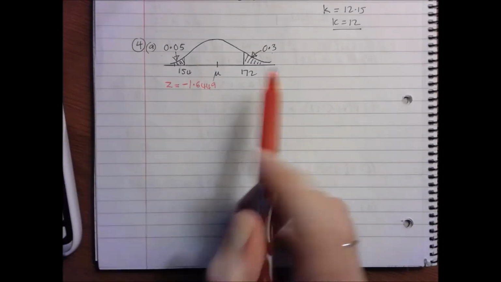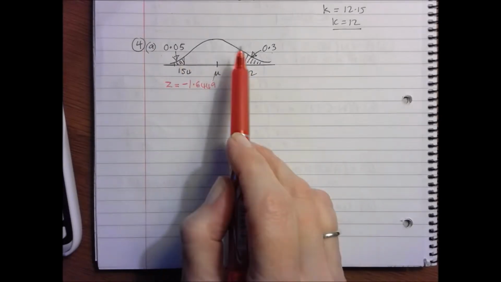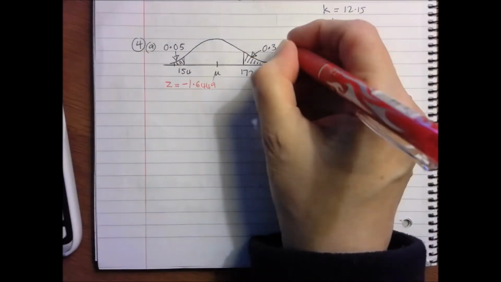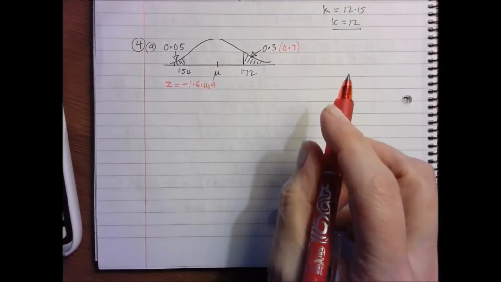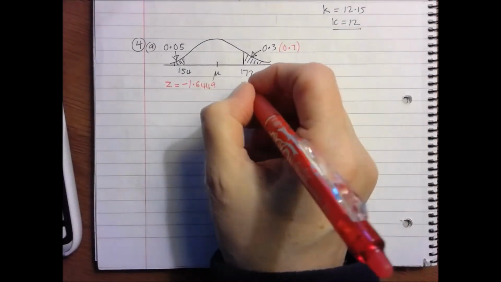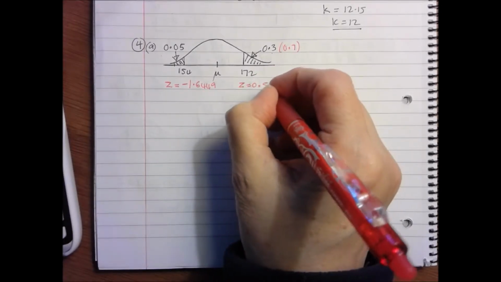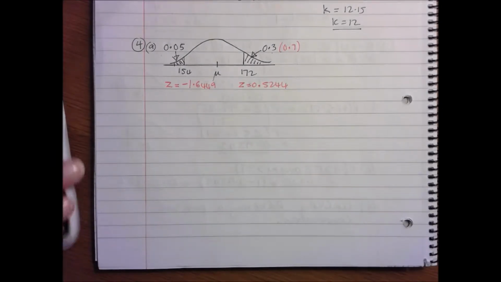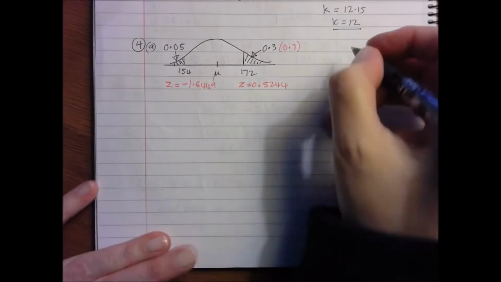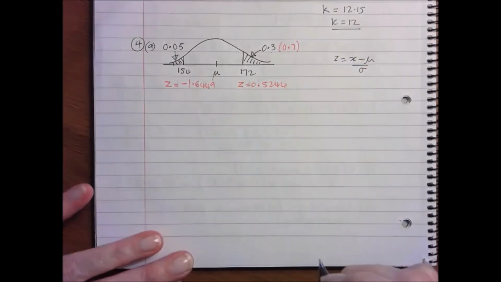And then for the 0.3 over here, again, remember we want the area to the left. So what you're going to look up for this one is a value of 0.7 in your calculator. And if you do that, your z value comes out to be 0.5244. And then what we need to do is generate some equations using z equals x minus mu over sigma.